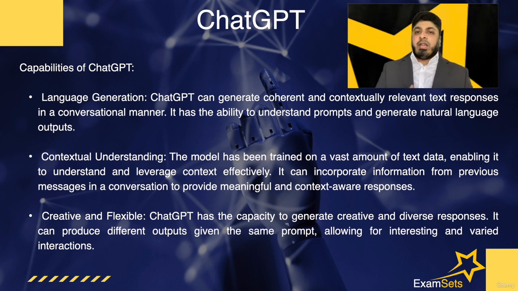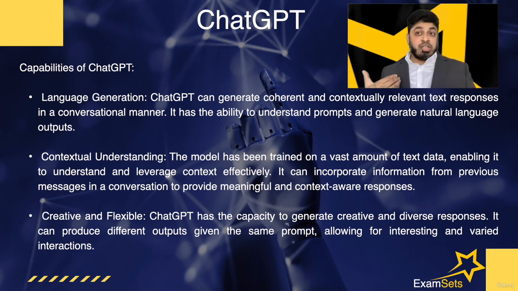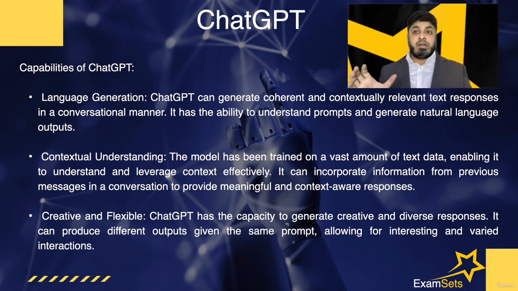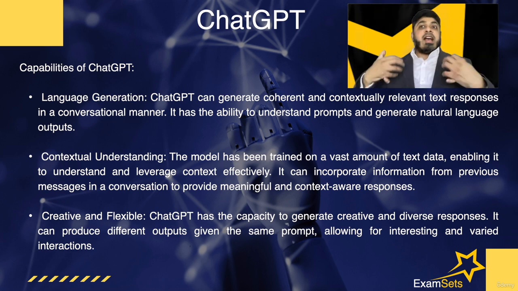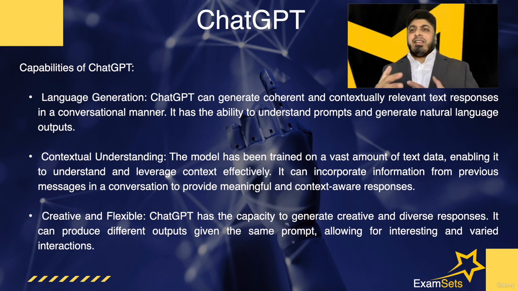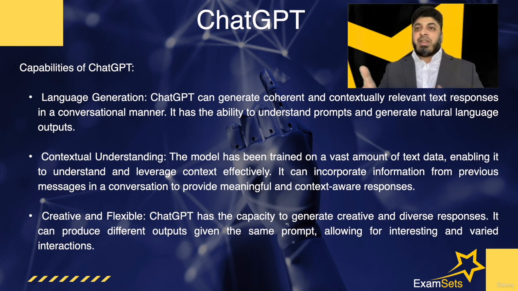It has the ability to understand prompts. So what are prompts? Let's say you ask a question to me, and then I give you an answer. You ask the question, that is called your prompt. You ask me something, that's a prompt. So when you ask a question, that's the prompt coming to me as a machine, as an artificially intelligent machine. As a robot machine, I generate a natural language output that will satisfy what you ask for.